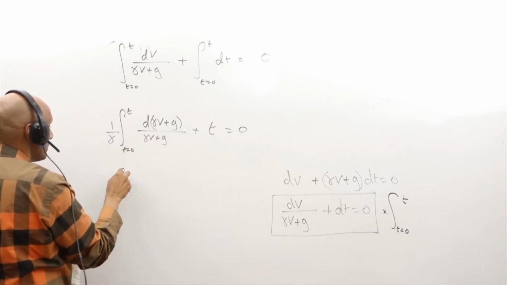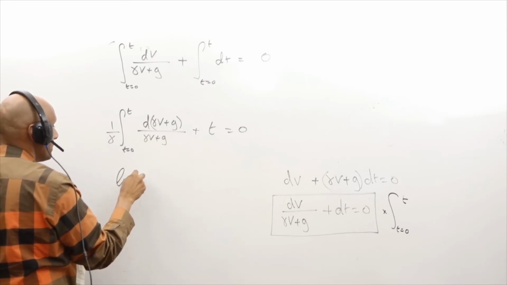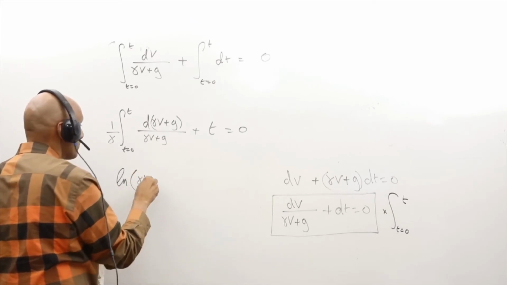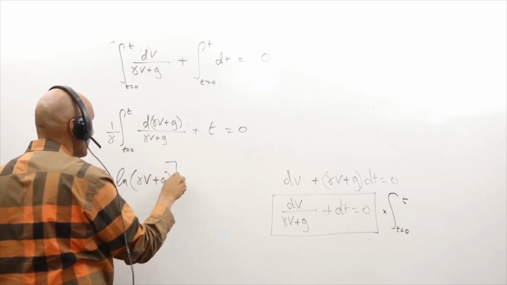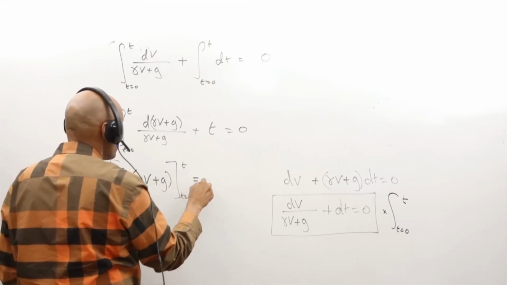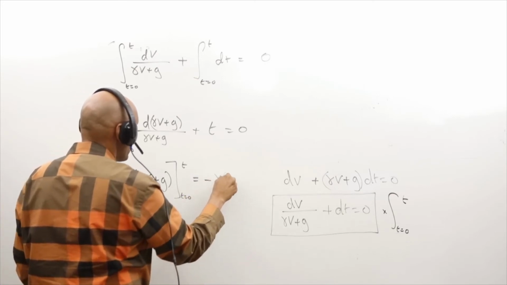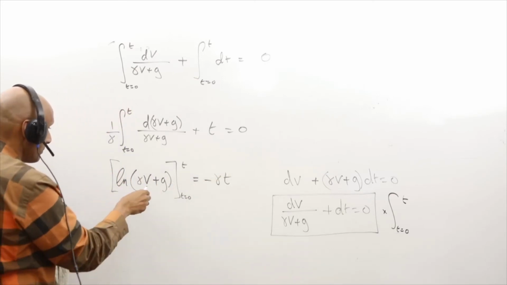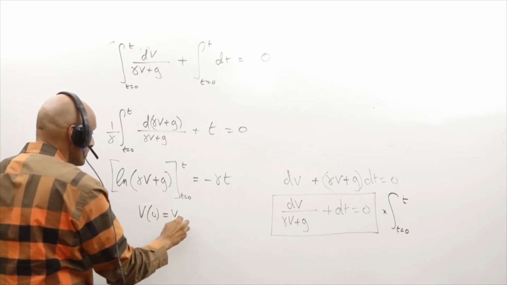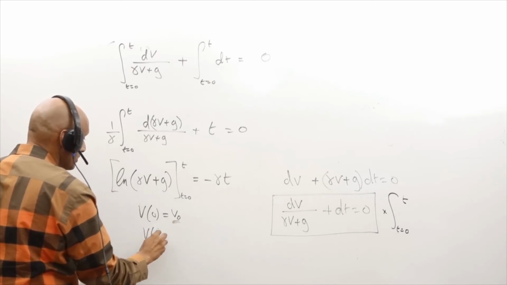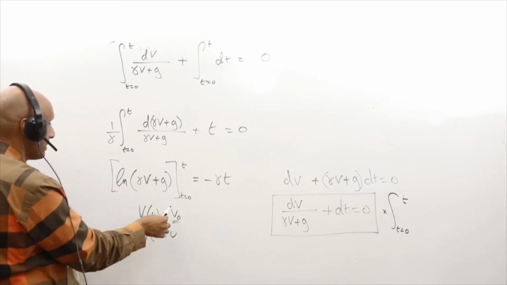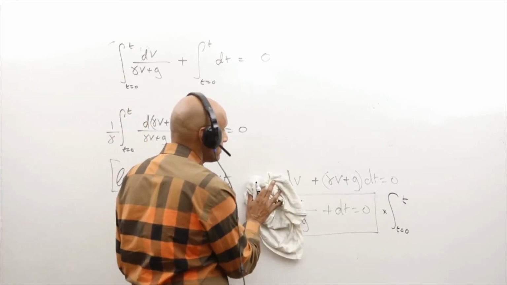So this is actually the logarithm of gamma v plus g taken from t equal to 0 to t, which is equal to minus gamma t. You're taking the limits. I'll call v at time 0 v0, and v at t I'll just call v, so I don't have to waste time thinking about what v is a function of time. That's the assumption.